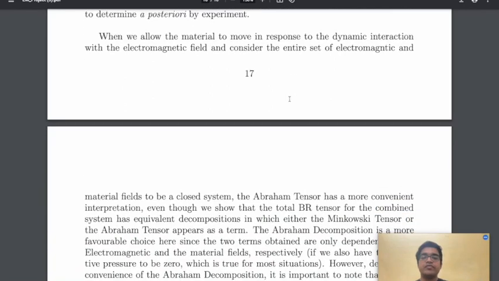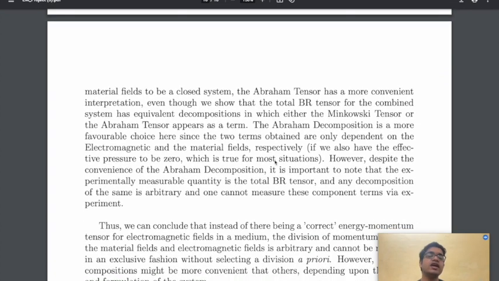Now, in the second case, when we allow the material to move in response to the dynamic interaction and consider the entire thing to be a closed system, it turns out that the Abraham tensor has the more convenient interpretation. Even though it doesn't matter how you decompose the total BR tensor, because the measurable quantity is the total BR tensor, the Abraham decomposition is more favorable because of the properties we talked about earlier.